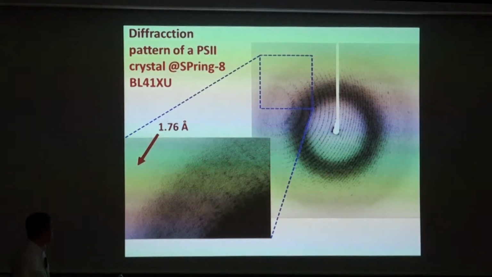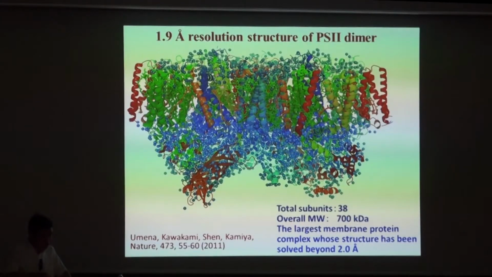Chlorophyll is the pigment molecule that absorbs light in plants. We have been able to collect diffraction data from these crystals, which has the highest resolution of 1.76 angstrom. And we have been able to analyze the structure of this protein complex at a resolution of 1.9 angstrom. And this is the whole structure of the complex.